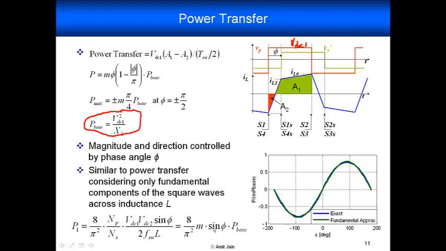Now this is a sinusoidal variation, but in actual value it's very close to this parabolic variation we get for the converter, and this is illustrated in the figure here. So both for positive and negative phase shift, the exact value of power transfer is very close to what you get when you just do a fundamental component analysis.